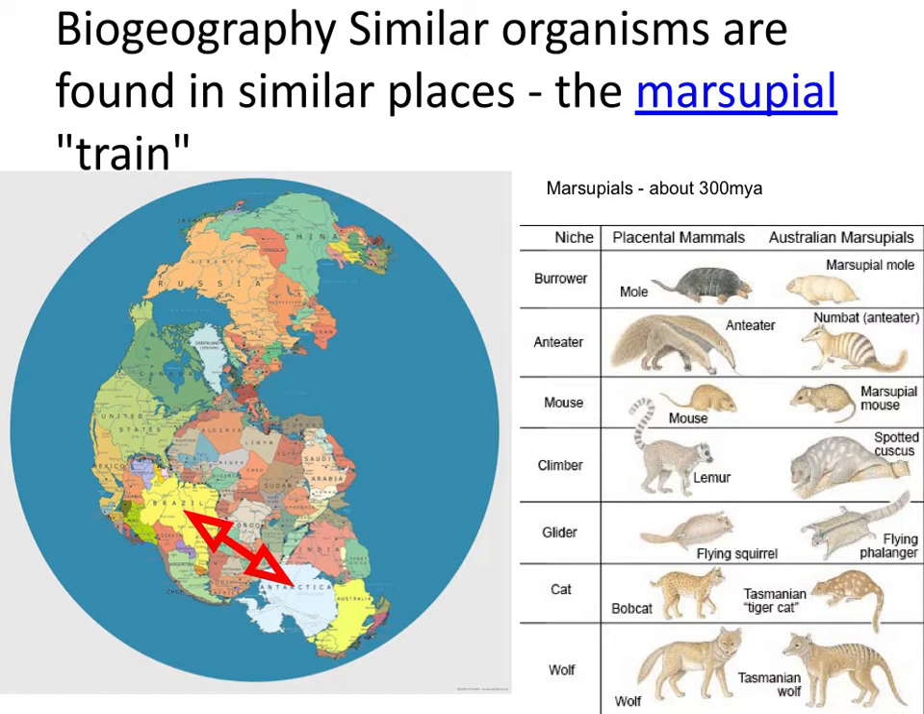And the best example of this is what I call the marsupial train. So I'll talk about this briefly. So, there we go. 300 million years ago, I was about to say 275 million years ago. But about 300 million years ago, there were mammals on the planet. But these mammals were marsupial mammals. And what that means is that they didn't have a placenta.